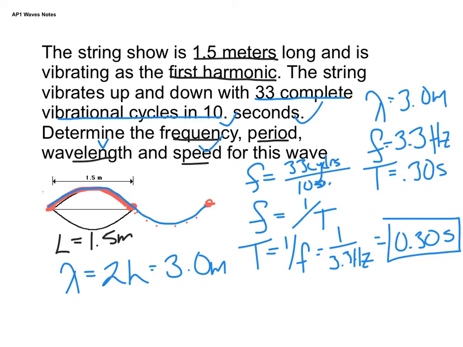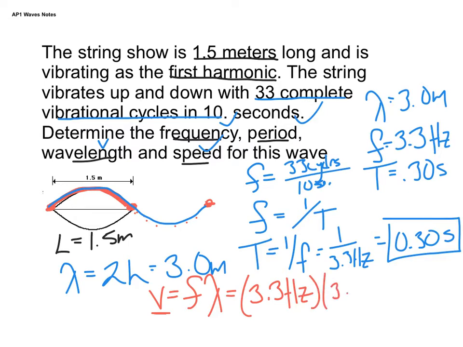I have only one thing left to solve for. I need to find wave speed. Luckily, I have a nice handy equation that relates frequency and wavelength to wave speed. So if I want my wave speed, all I need to do is multiply my frequency, 3.3 hertz, multiplied by wavelength, 3 meters, and I'll find that that should be about 9.9.